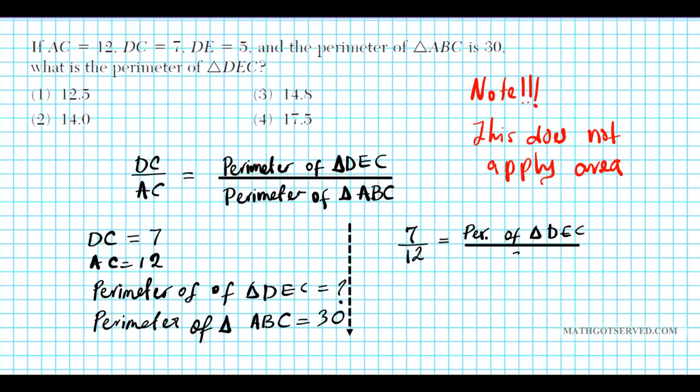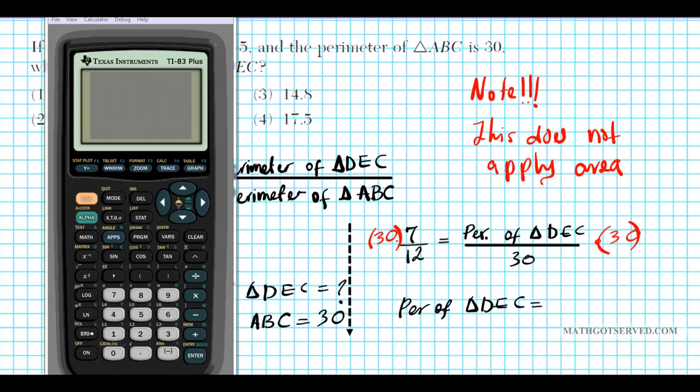That's 30. Okay, so what are we looking for? We want to get the perimeter of triangle DEC by itself. We accomplish that by simply multiplying both sides by 30. If you multiply both sides by 30, you just plug it in your calculator. Perimeter of triangle DEC. Let's see what the result is.